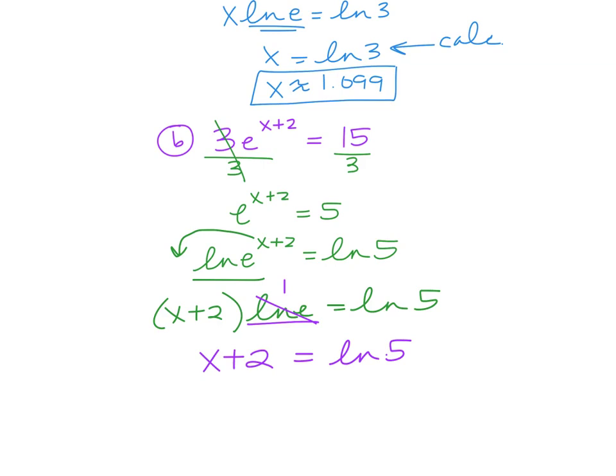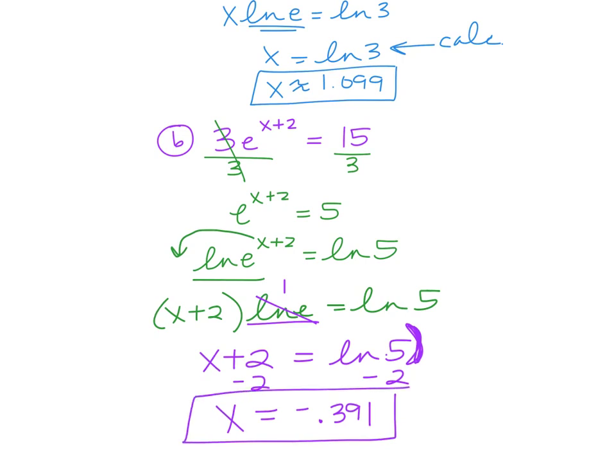What do you do? Subtract 2. So you're going to plug in the natural log of 5 minus 2. Make sure you end your parentheses here again. If you don't end your parentheses, you're going to get a weird answer. So natural log of 5, parentheses, minus 2, and you get negative 0.391, if you round up.